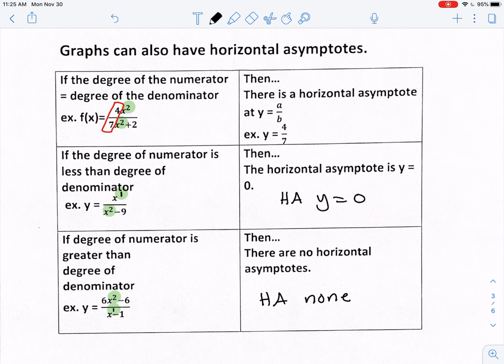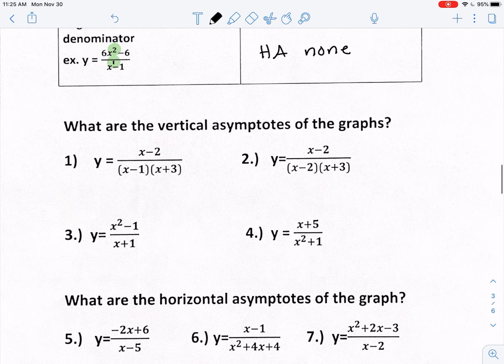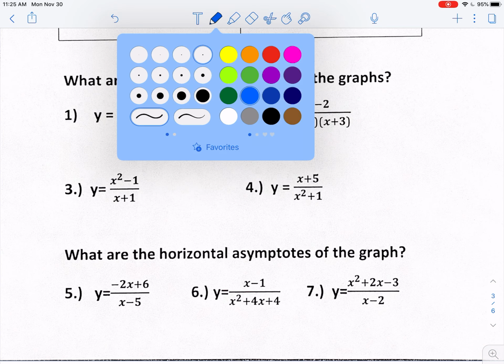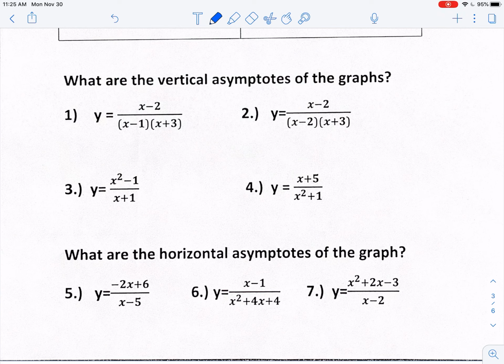All right, so let's take a look at some examples here. We'll put some things together. So what are the vertical asymptotes of the graph? All right, well, let's see. Vertical asymptotes. Well, let me get a color here. Nothing cancels for number 1. That means I'm looking at the denominator. So x equals 1, x equals negative 3. Those are your vertical asymptotes.